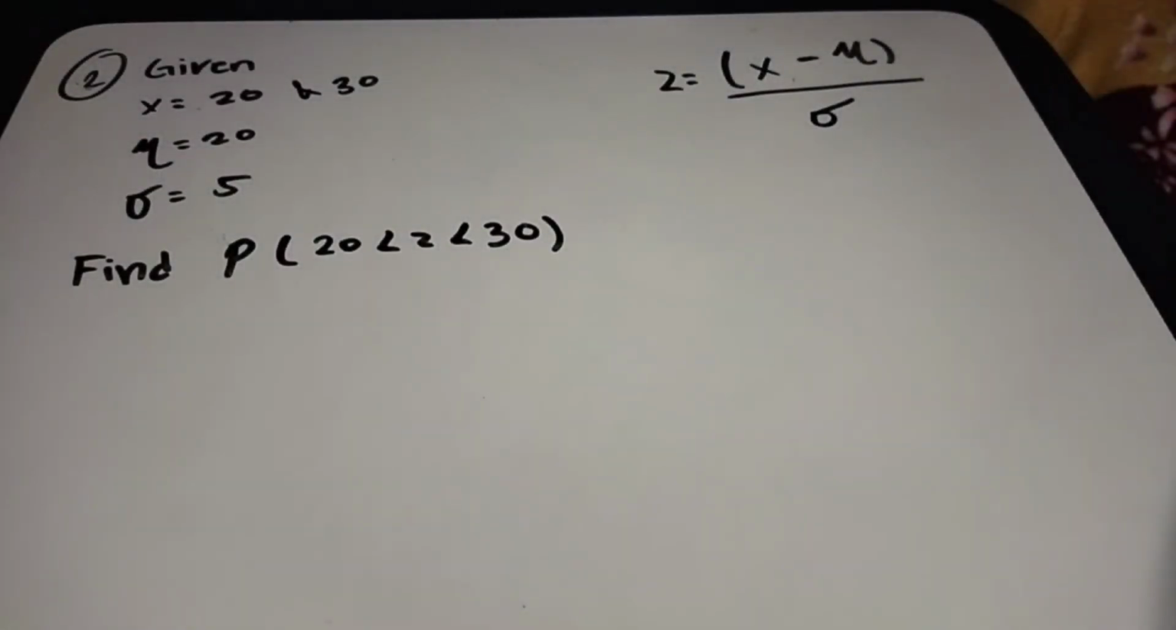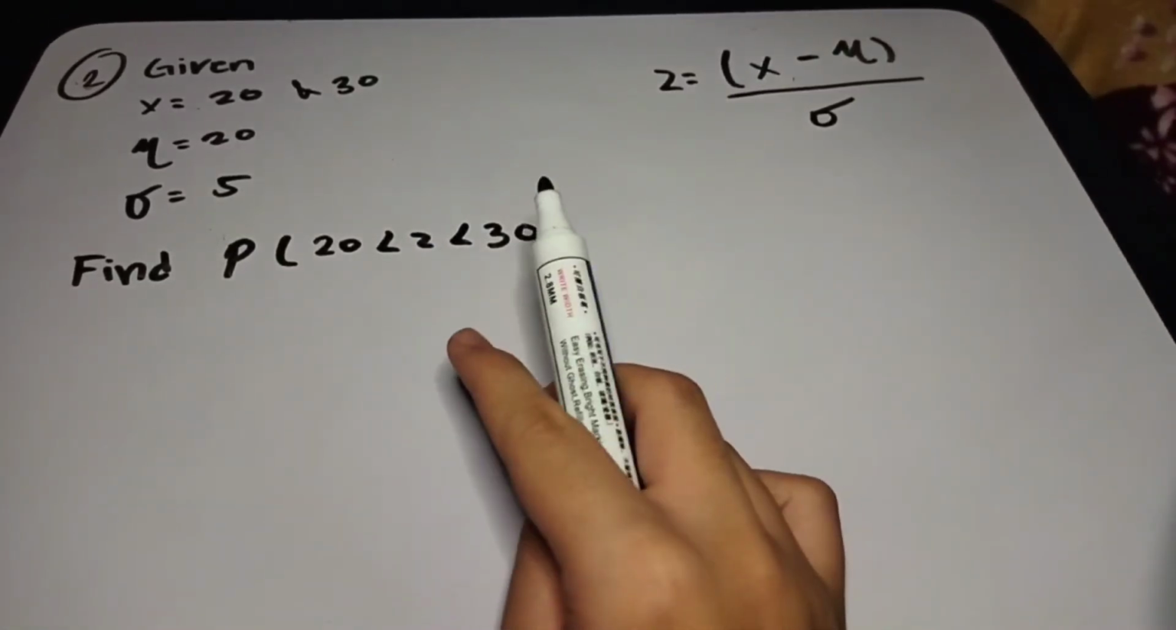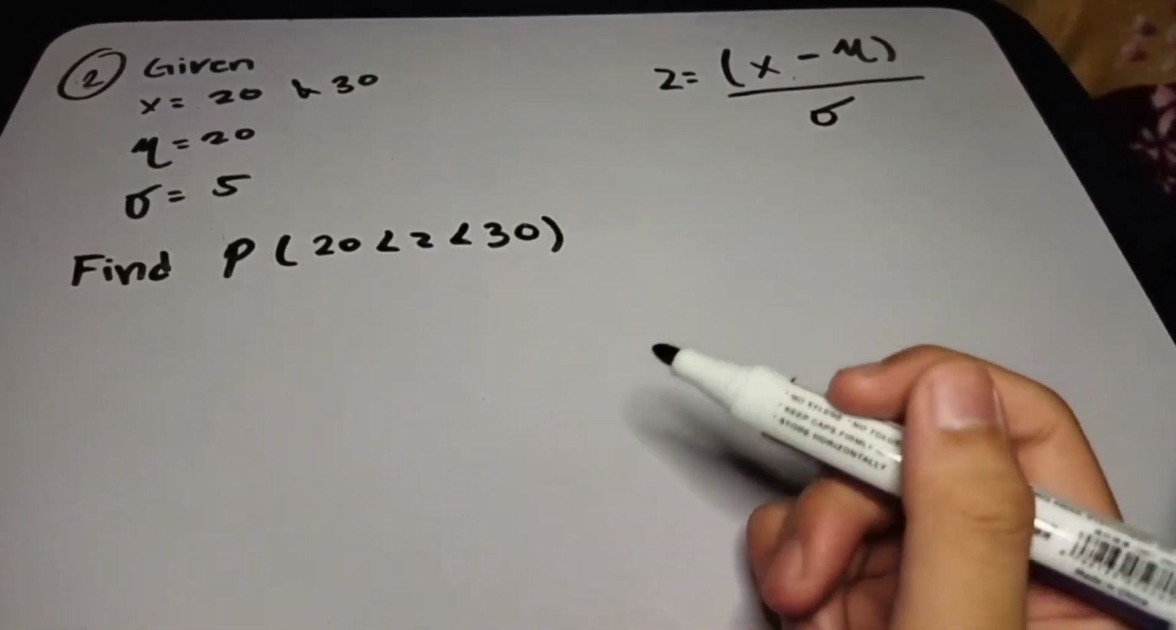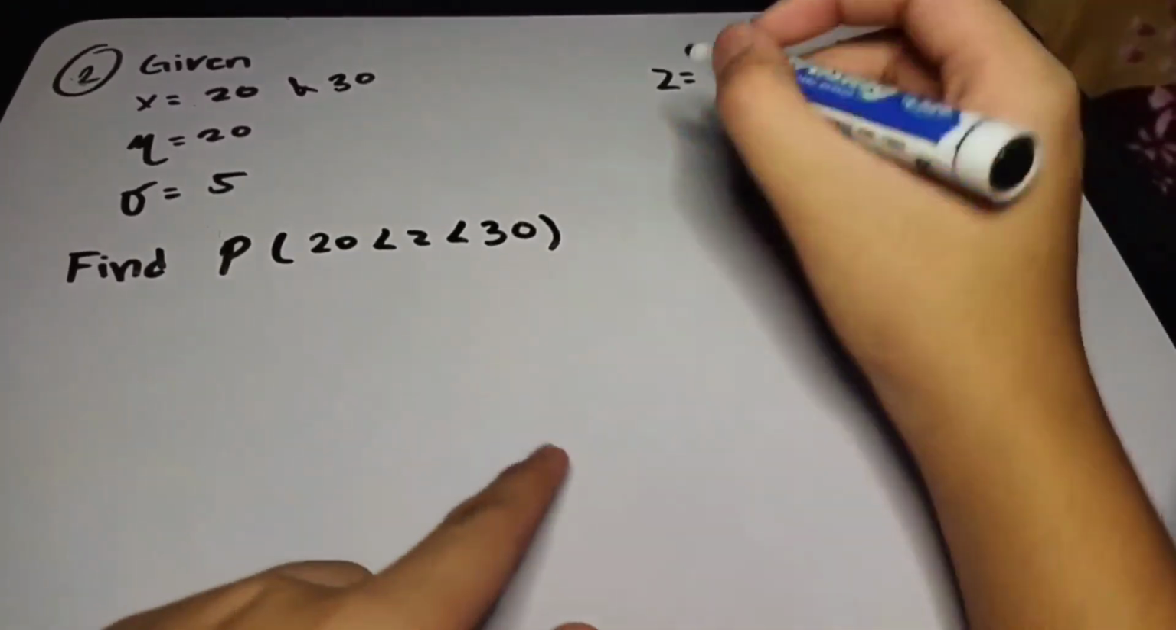So, for the variables, we were given 2. So, that will be 20 hours and 30 hours. Well, for the mean, we have 20 hours and the standard deviation of 5 hours. We're tasked to find the probability of z that is between 20 and 30. So, let us first get the z-scores of the two values. Let us first solve the z-score of the 20 hours.